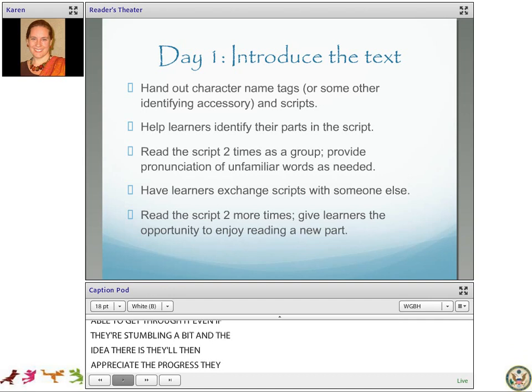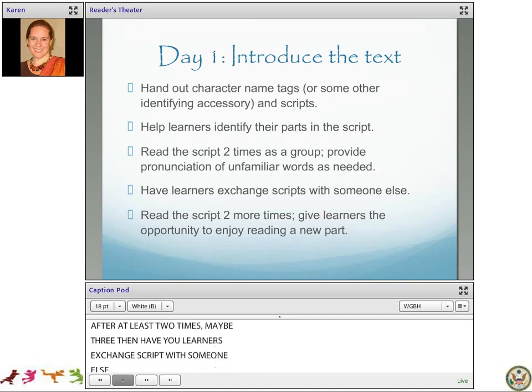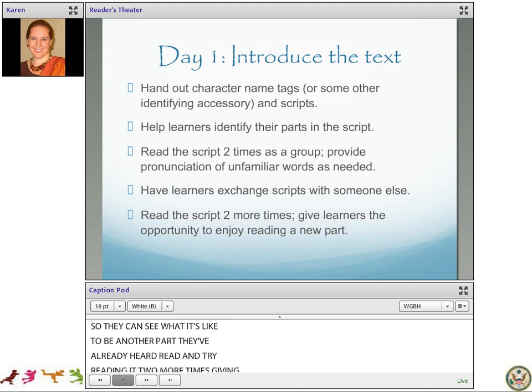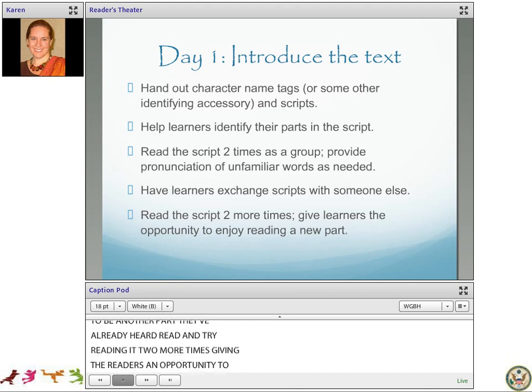you would have learners exchange scripts with someone else, so actually changing parts, so that they can see what it's like to be another part that they've already heard read. You could try reading the script 2 more times, giving learners the opportunity to enjoy reading a new part. They're still getting to know the story that is being told in the script. It's a time for them to see how that text shifts over, even just 4 or 5 readings in the same session, how much more fluent they already have become. And that's a really nice way to introduce the text.